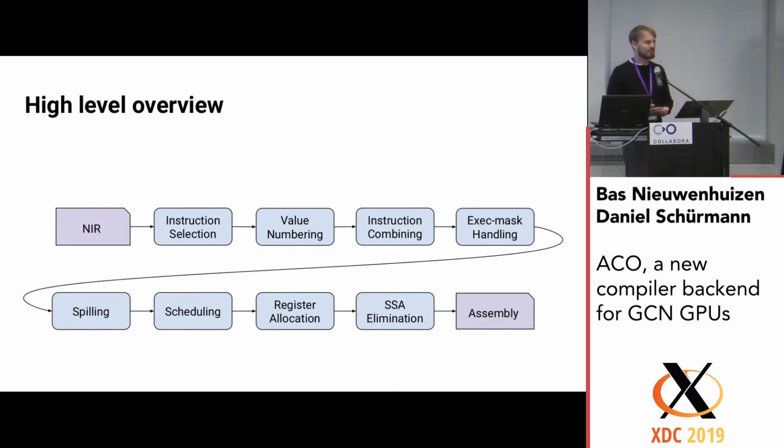We already do spilling at this moment, which is pretty early. Normally, this is done at the same time as register allocation. So we make spill decisions this early in the pipeline. Afterwards we schedule and then do register allocation, everything before SSA elimination. So translating out of SSA is done at the very end. And then we only do some small lowerings and the assembly.